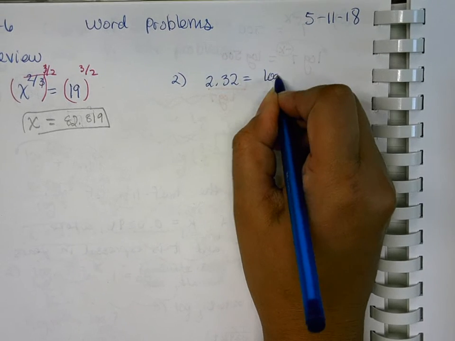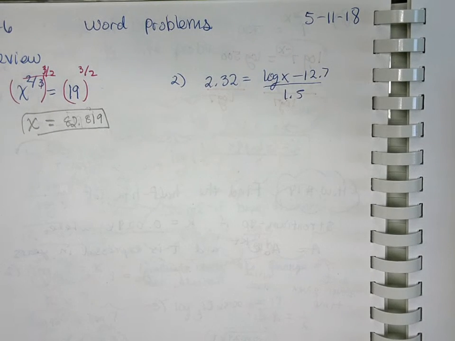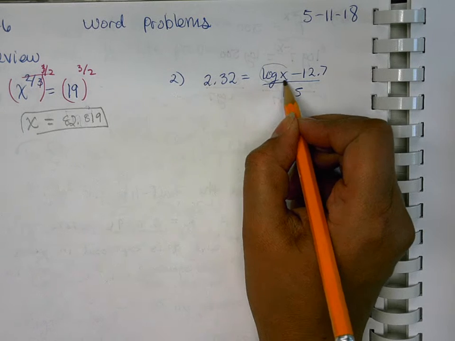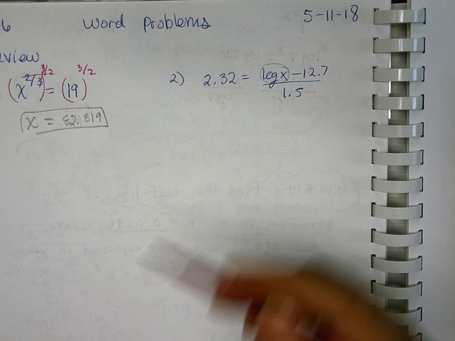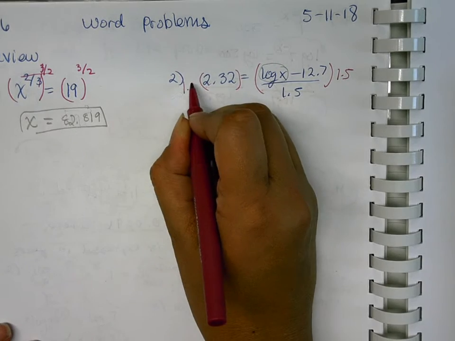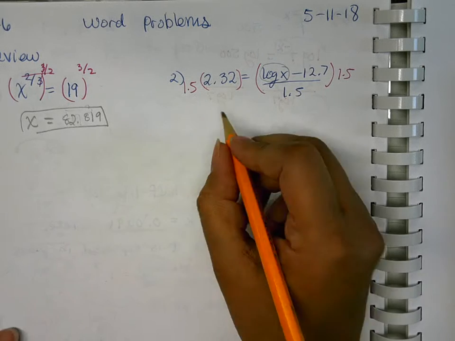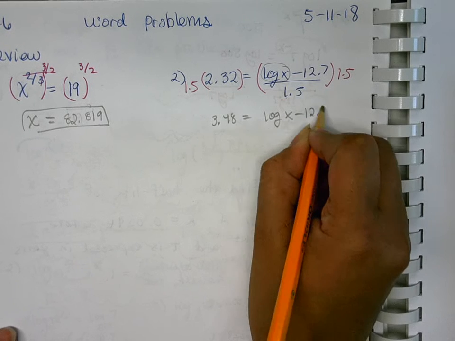2.32 equals log x minus 12.7 all over 1.5. All right, is x an exponent or part of a log? Okay, so what am I going to try to isolate right now? The log of x. All right, so usual things that you would typically do in other equations, what would you multiply both sides by? 1.5. Can you guys go ahead and plug that in your calculator right now? 2.32 times 1.5. And what do we get? 3.48 equals log of x minus 12.7.